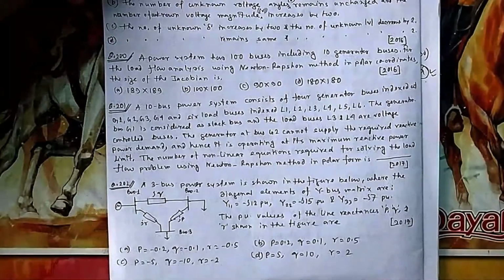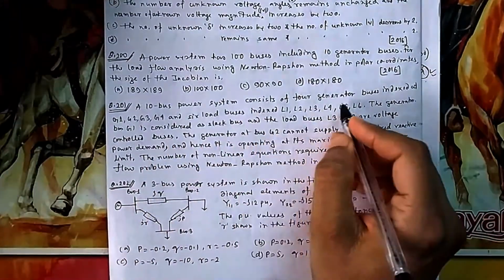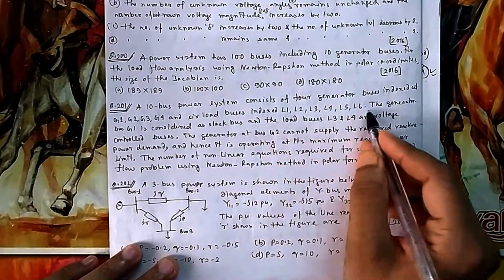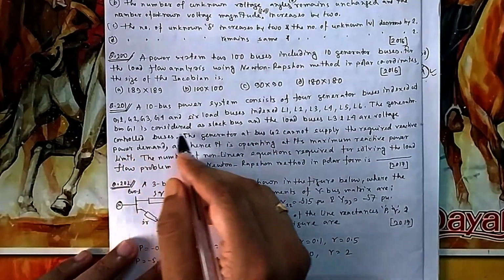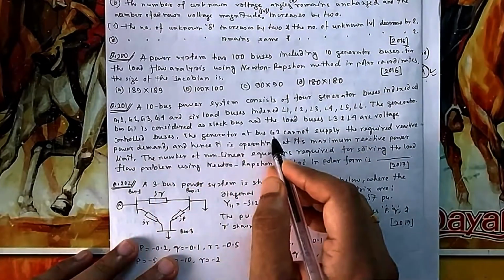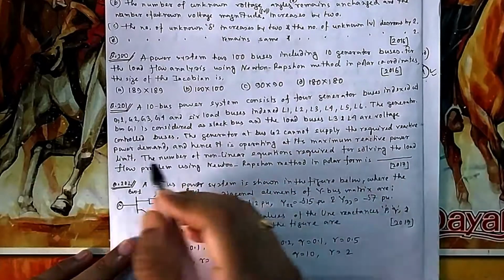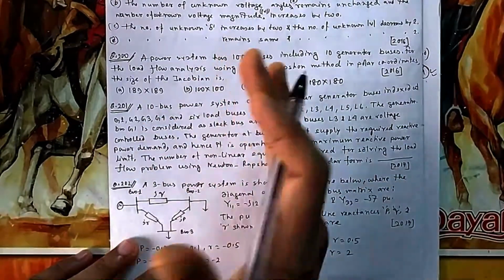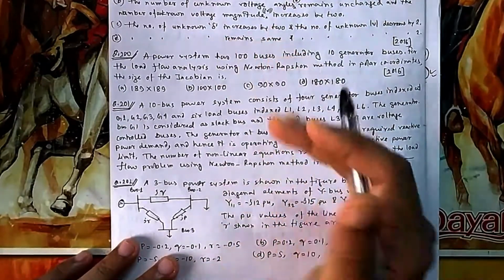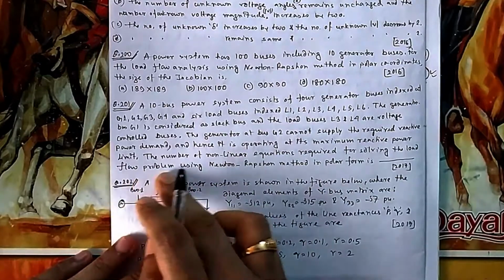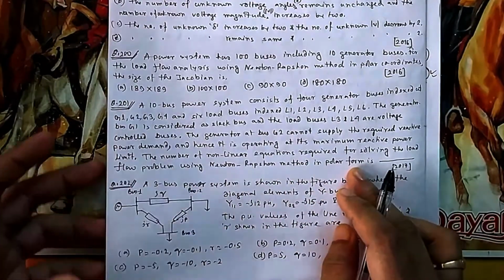Okay, in question number 201, a 10 bus power system consists of 4 generator buses indexed G1 to G4, and 6 load buses L1 to L6. The generator G1 is considered as the slack bus. The load buses L3, L4 are the voltage control buses. Generator at bus G2 cannot supply the required reactive power demand, hence it is operating at its maximum reactive power limit. So you have fixed the Q limit for the generator G2. The number of nonlinear equations required for solving the load flow using the NR method in polar form.